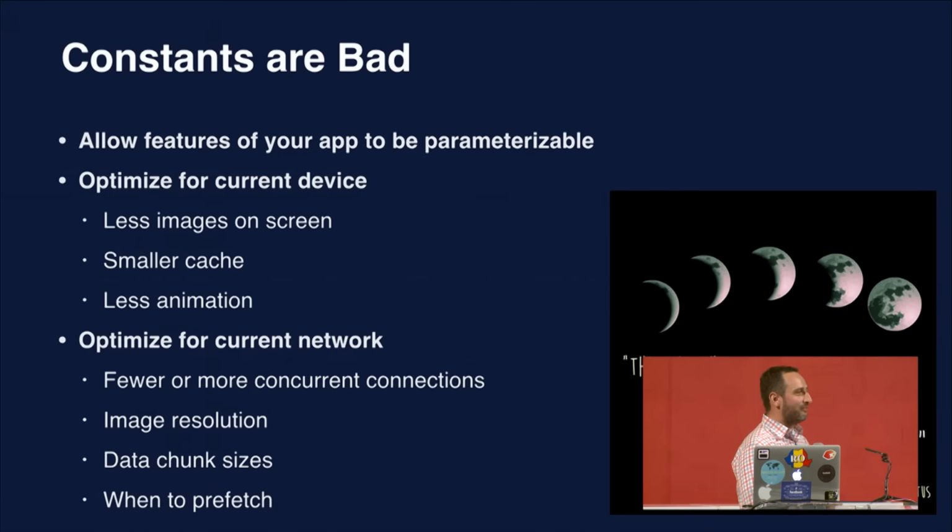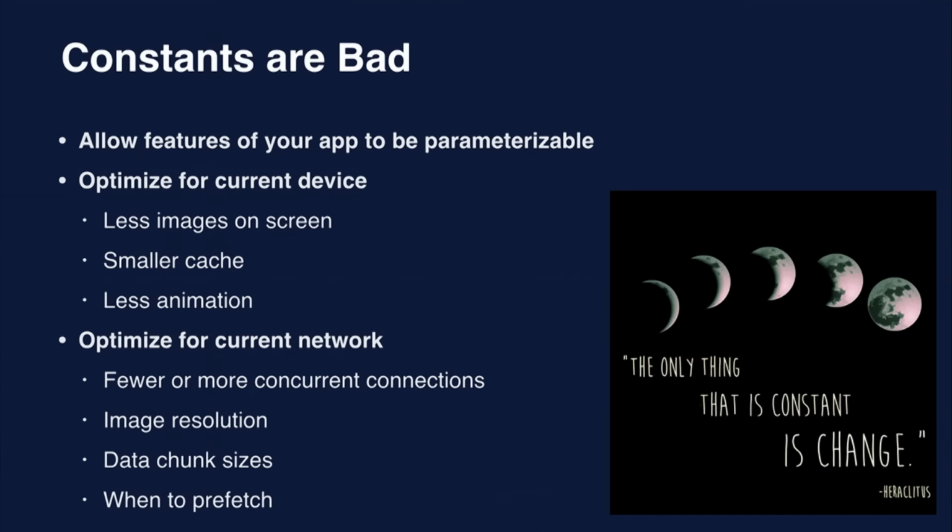However, constants are bad. That's what we found. I like the quote, the only thing that is constant is change. So we have allowed most, if not all, of the features of our app to have parameters for everything that could be configured. Things that would normally be a static final const in your class are now a parameter. It's still a const, but it could be overridden on the server. That allows us to optimize all sorts of different interactions and feelings inside of our app for your current device.